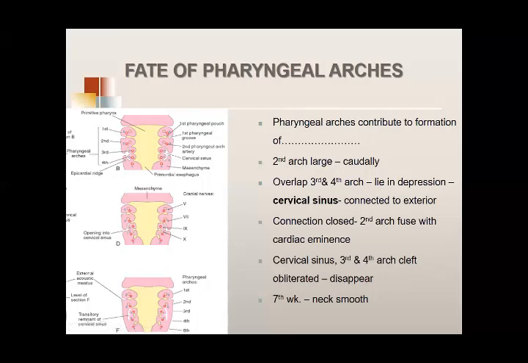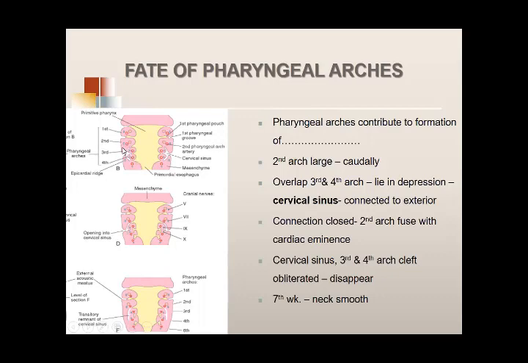The first 3 are very, in fact, first 4 are very obvious. Fifth वाली rudimentary होती है, sixth वाली भी कोई खास elevation produce नहीं करती, but yes, it is there. First 3 produce a very prominent elevation on the side wall of the pharynx. So this is the first, second, third, fourth arch, pharyngeal arch. Second को देख लीजिए, the second arch begins to grow caudally. ठीक है? In such a way that it overlaps the third and the fourth arch.